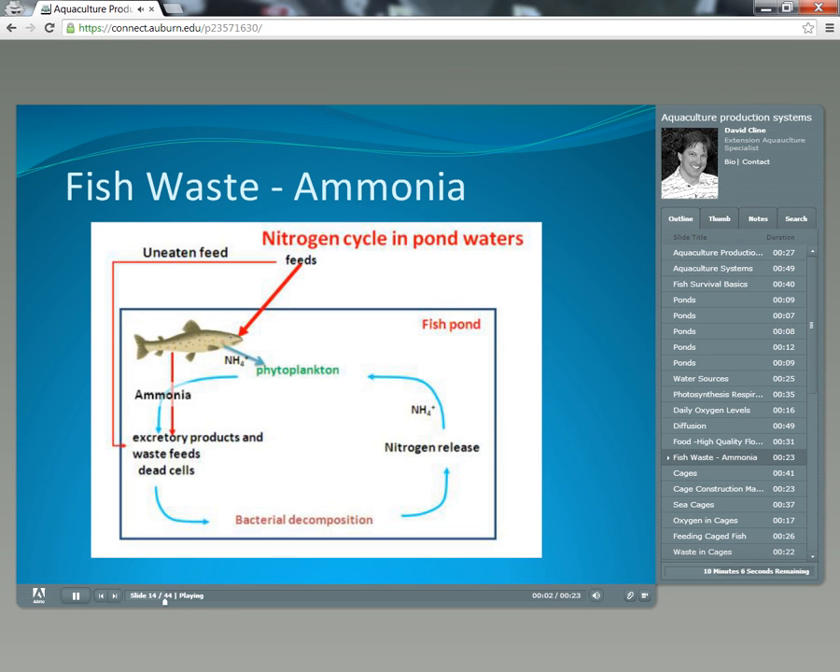Ammonia is the primary waste that fish produce, and even relatively low concentrations in the water can be stressful. Ammonia comes from the fish waste as well as uneaten feed. In pond culture, much of the ammonia is taken up or assimilated by the phytoplankton. The remainder is broken down by bacteria into less toxic forms in a process called nitrification.